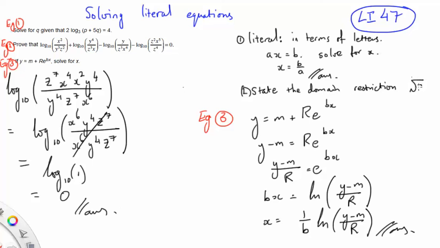So I haven't chosen any ones that require domain restrictions, but it's the sort of thing where you get, say, root x, and you have to say that x has to be greater than or equal to 0. That's that sort of thing, where you have to state the domain restriction.